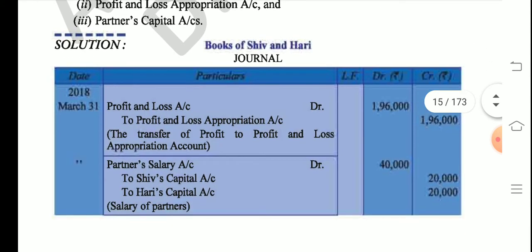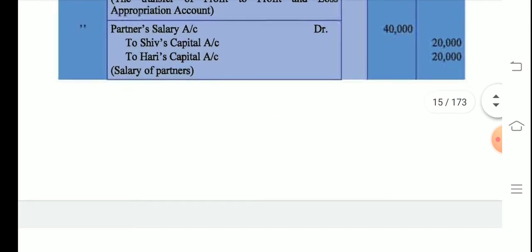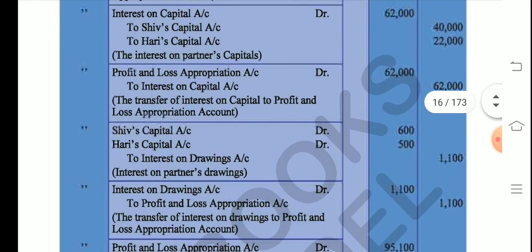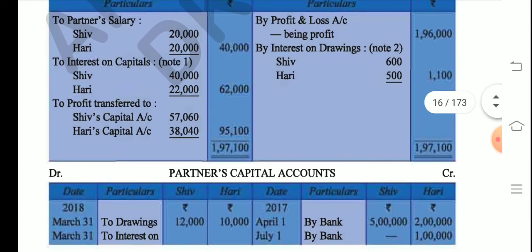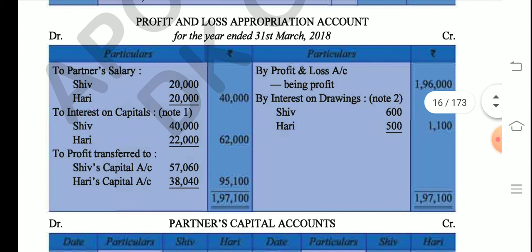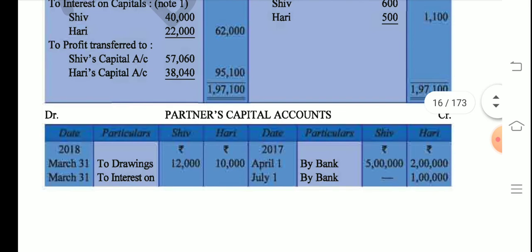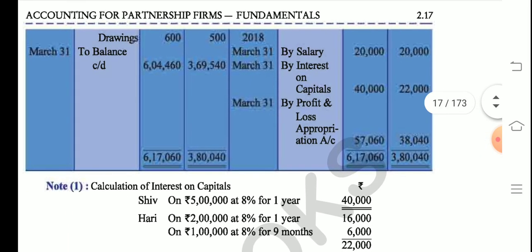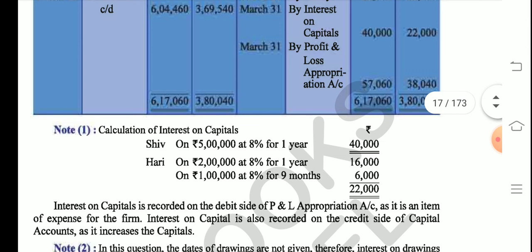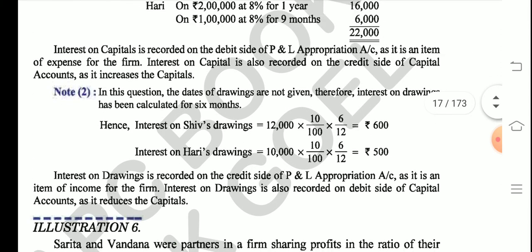So the journal is given to you. The journal is not that important. Leave this journal portion. Journal we can actually draw from the ledger part also. Just leave that. Now concentrate on this part. The profit and loss appropriation account is given to you. See, now you'll be able to understand more. Whatever is given on the debit side will be written on the credit side of the partners' capital account. They have tried to solve this question here, and they have balanced it and given you some working notes also. So I want all of you to solve up to illustration 5 right now.